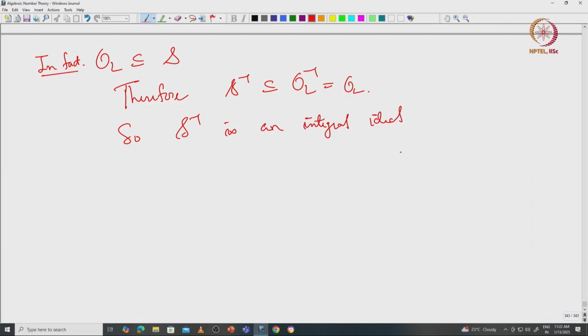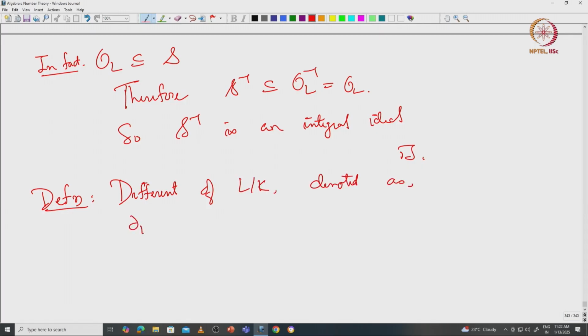So, we have proved the theorem and we can make the definition. The different of L over K, denoted as script d of L over K, is S inverse. So, it is an ideal inside this, right.